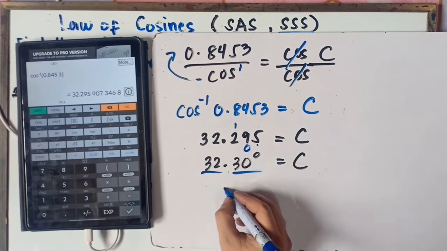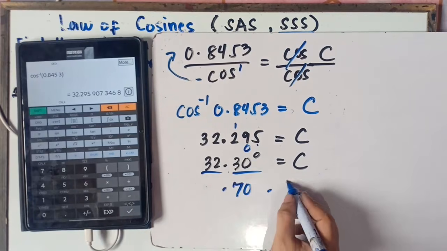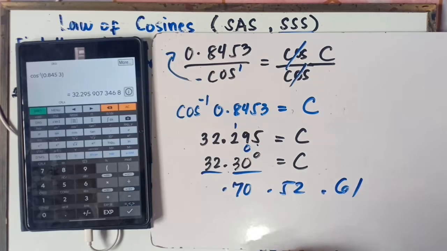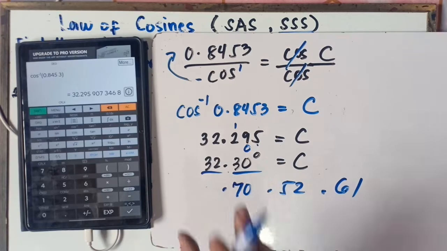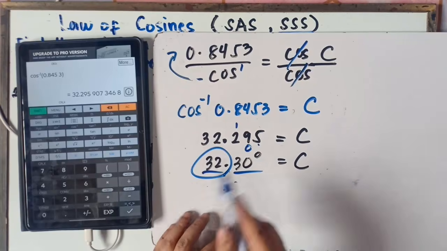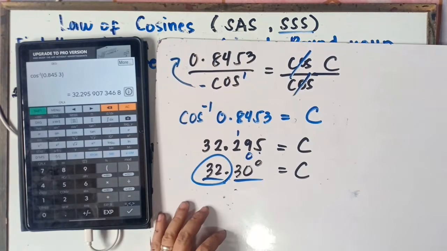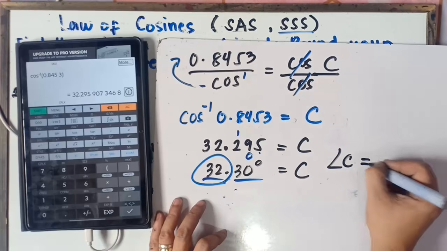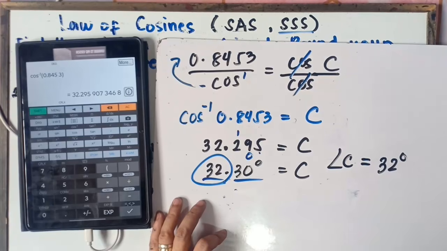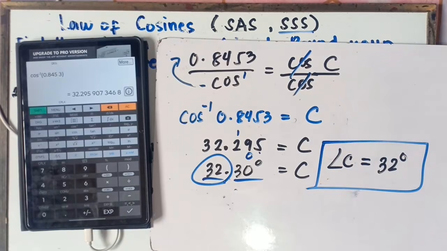Once again, class, this is just 0.30. If this is, just as an example, 0.70, 0.52, 0.61, greater than 0.50, therefore, we can round up. Since this is 0.30 only, simply copy 32 degrees because we're going to round our answer to the nearest degree. So, angle C is equal to 32 degrees. And then we're all set, class. That's the answer with regards to example number 2.